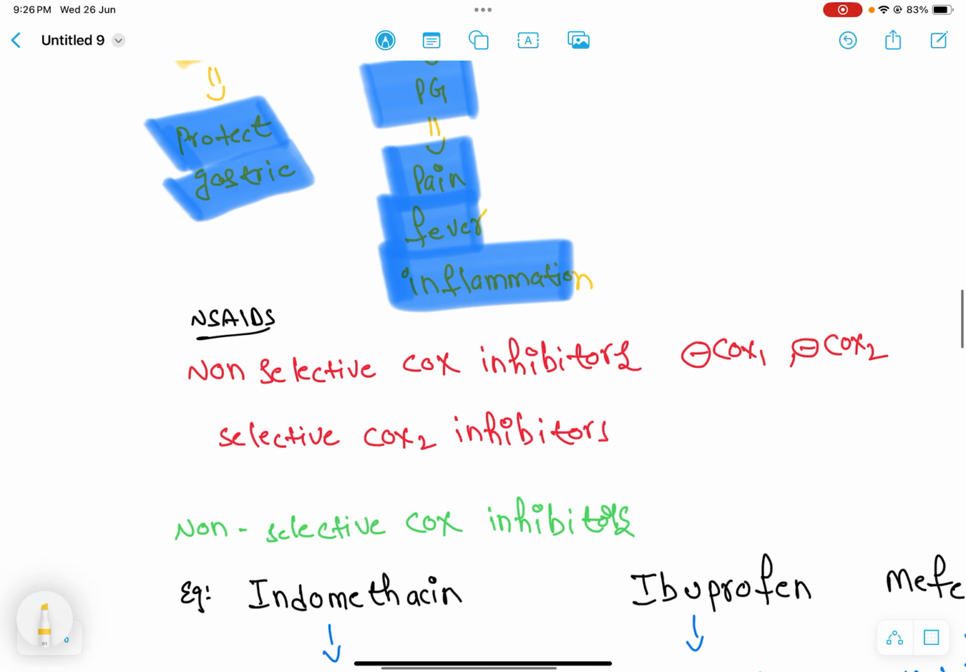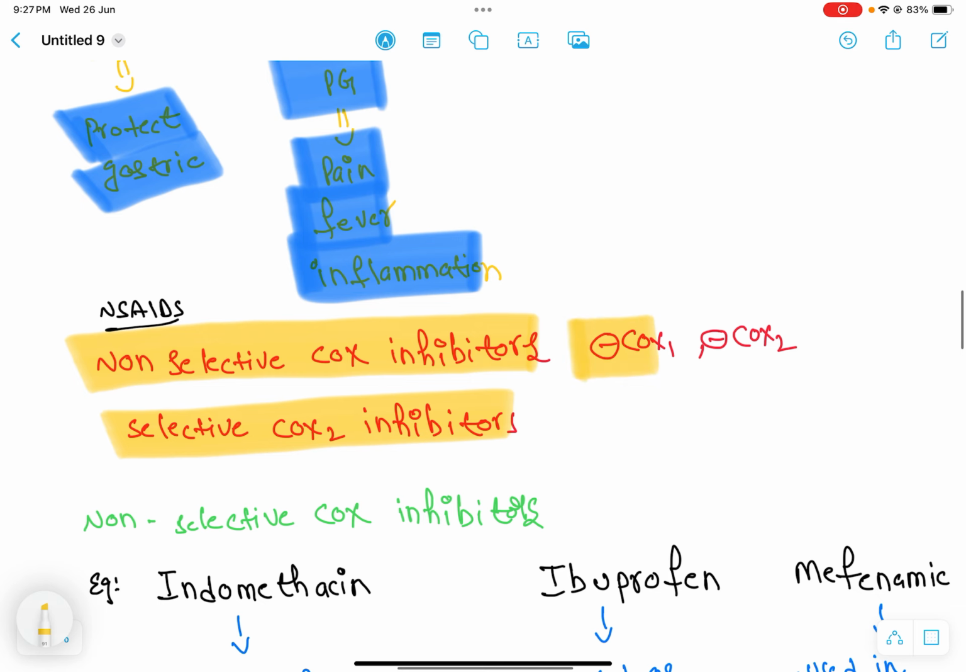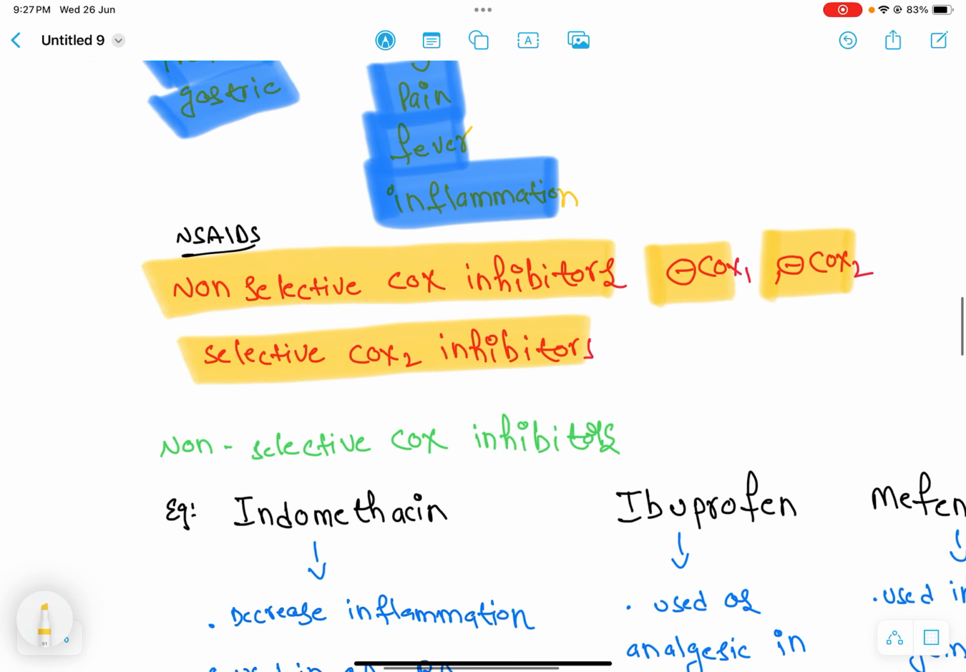We have two types of actions, that is two types of mechanism. The first one is non-selective COX inhibitor. Next, selective COX inhibitor. In the non-selective COX inhibitor, it will subside both COX1 and COX2 pathways, and in the selective one only the COX2 pathway subsides.